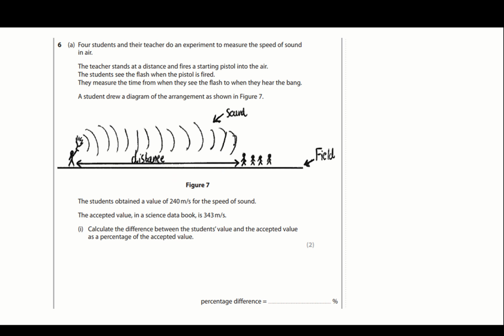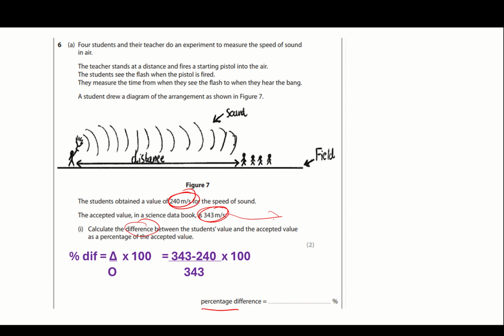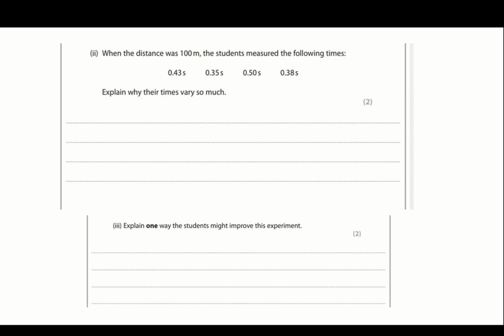So the next one is the students obtained a book value of 240 meters per second. The accepted value is 343. Calculate the difference between their value and the accepted value. So in maths, you've learned it's whatever the change is divided by the original amount, and it wants the percentage difference times 100. So change over original times 100, and we're away. So the change, take the two numbers away, 343 take away 240, divided by the original, so the book value is this, 343 times 100, and we've got 30.0.